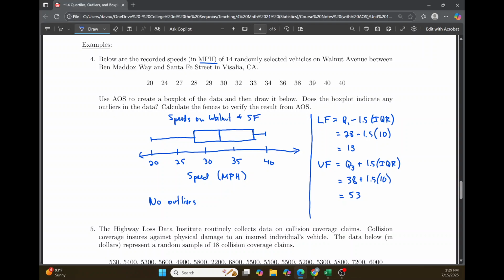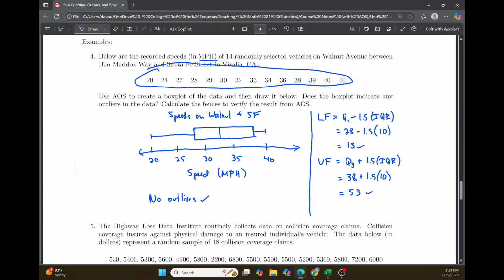Okay. This verifies the results that there are no outliers, because you'll notice that our data set here is already arranged in order from largest to smallest, and there are clearly no values in the data set below 13, and there are no values in the data set above 53. So yeah, no outliers, right? It's verified. You'll also notice that these fences, 13 and 53, don't actually show up on the graph, right? We don't indicate the fences on our box plot at all.